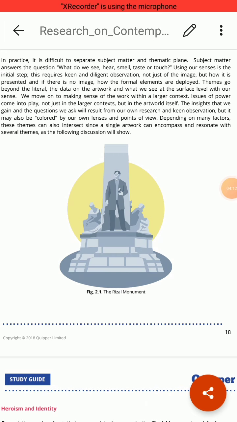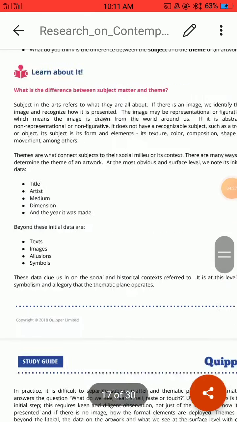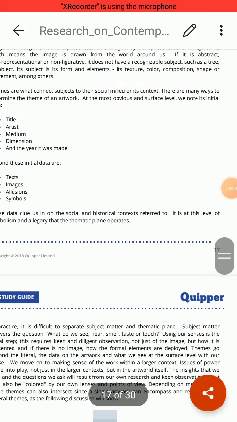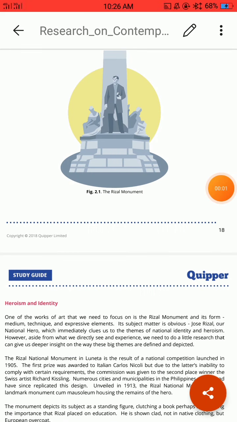So, di ba sa subject matter, makuha kung unsa imo nakita ana nga artwork, kung unsa imo nabantayan. But if ever, kung wala siya image, giunsa paggamit ang formal elements such as katong mga texture, katong colors, katong composition, katong shape. So, makita na to diri ang the Rizal Monument, diba, kaniyahang artwork. So, basically, ang iyahang subject is about ka Jose Rizal and nga ato ang national hero. But then, naa siya yung mga klase-klaseng mga themes.